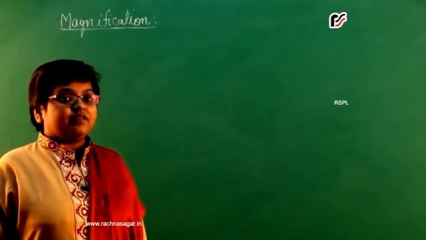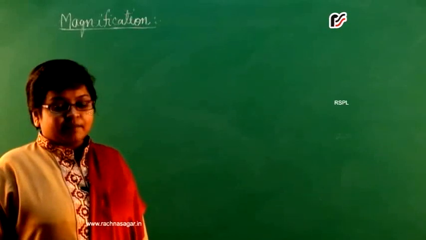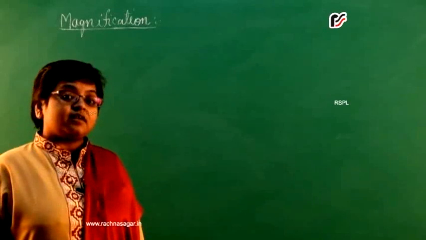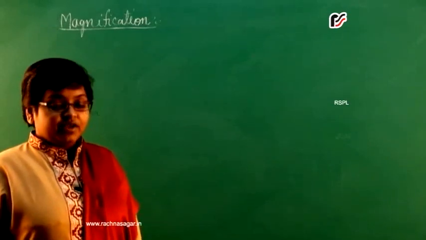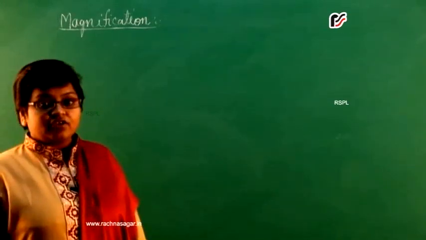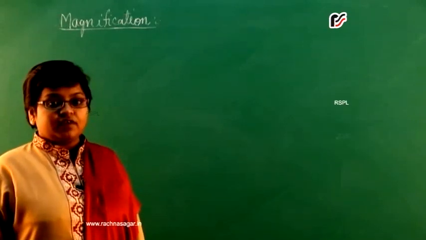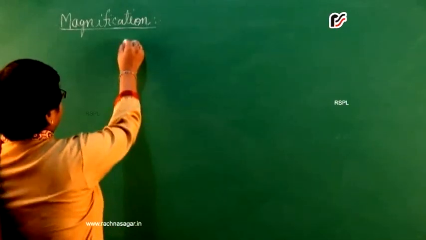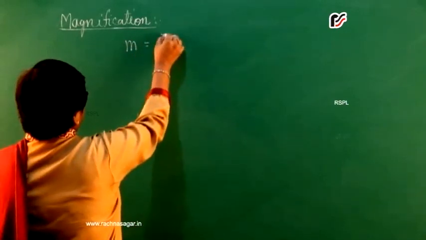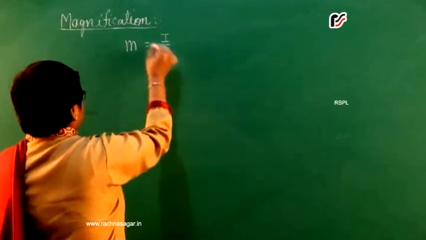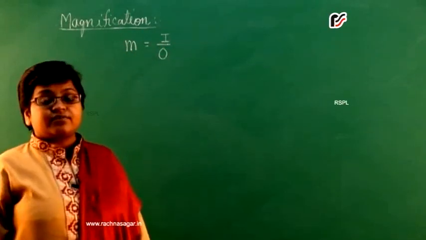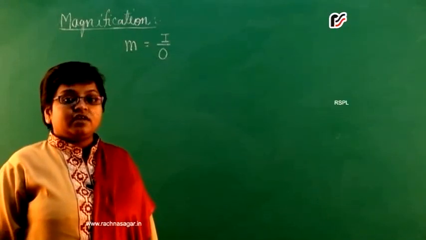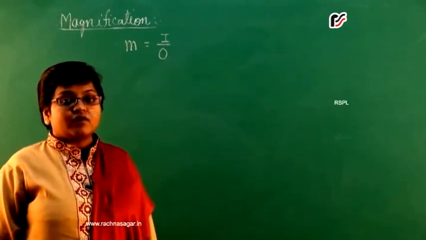What exactly is magnification? With the help of magnification, we compare the size of the object and the image. So, it is defined as the ratio of the size of the image to the size of the object. Small m indicates magnification, I indicates the size of the image, and O indicates the size of the object.